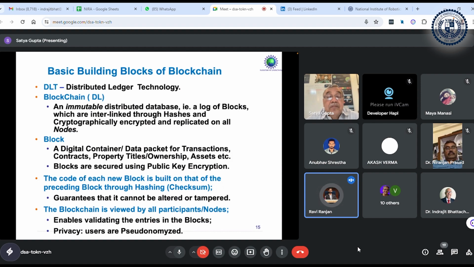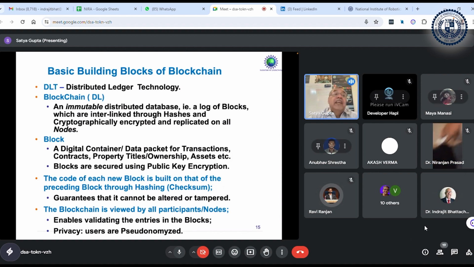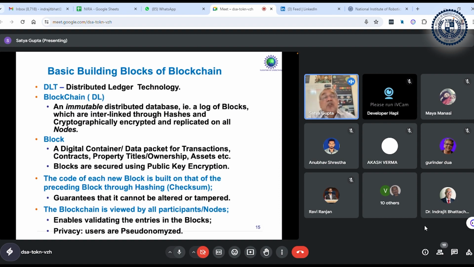So DLT is distributed ledger technology, I think you know, and blockchain, which is called distributed ledger, an immutable distributed database, that is a log of blocks, which are interlinked through hashes and cryptographically encrypted and replicated on all the nodes. So that is your blockchain.